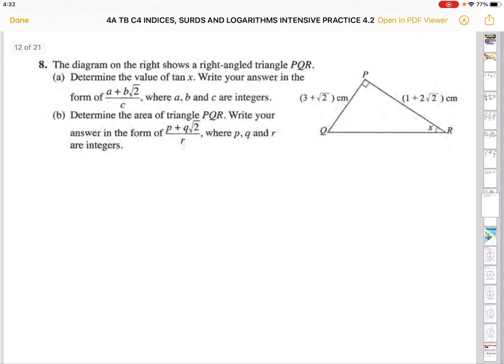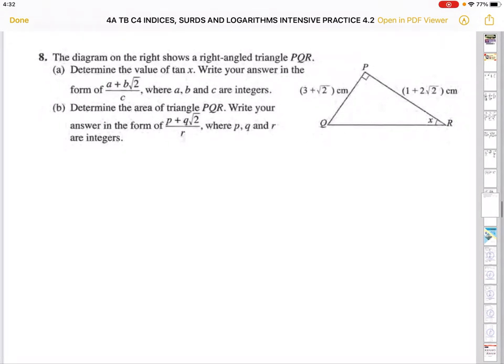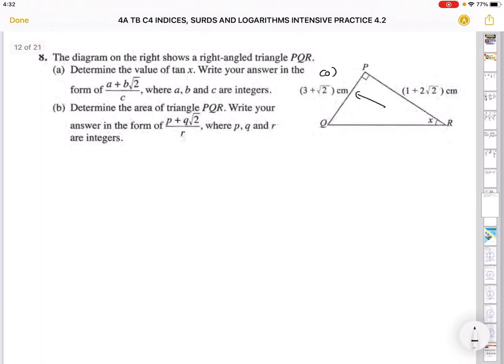The diagram shows a right angle triangle, so we are supposed to find the value of tan x. Now you learned in your Form 3 method, tangent is opposite over adjacent, so your tan x will be (3 + √2) divided by (1 + 2√2). So here I have to multiply top and bottom with 1 - 2√2 to simplify the denominator.